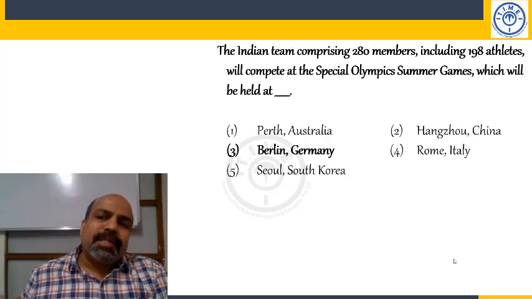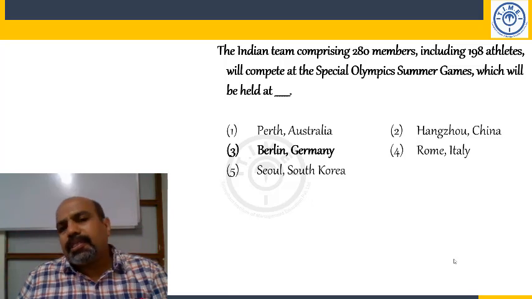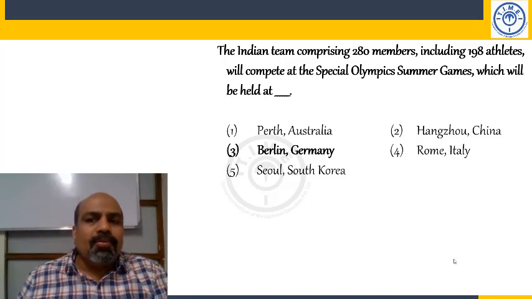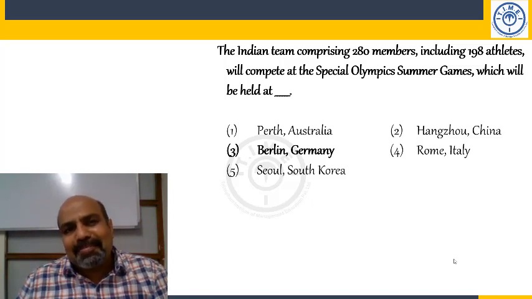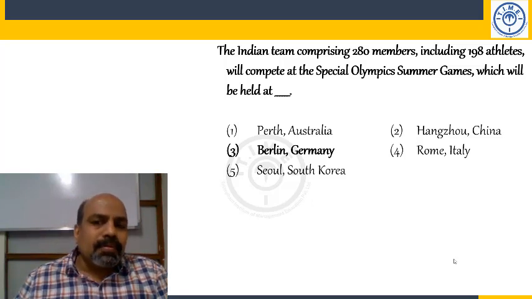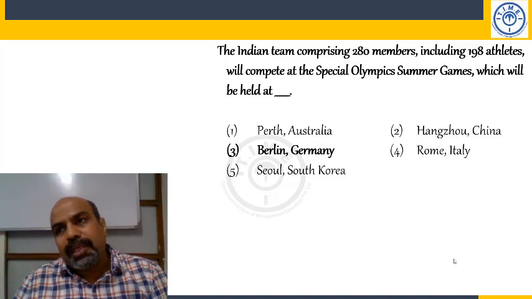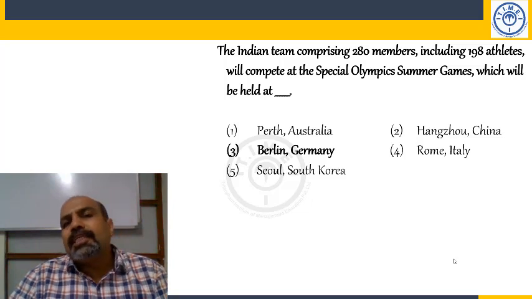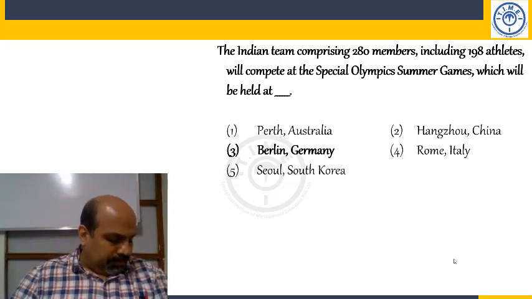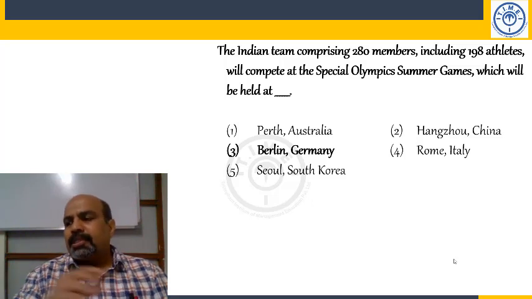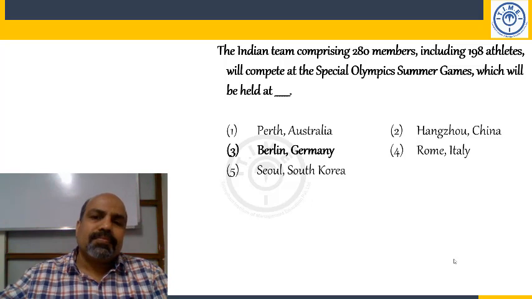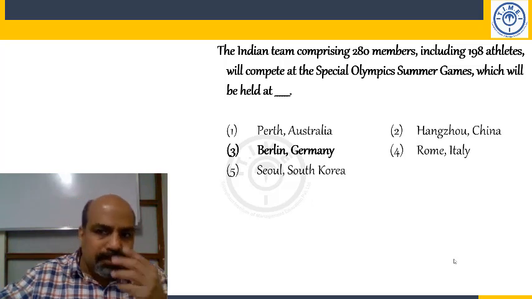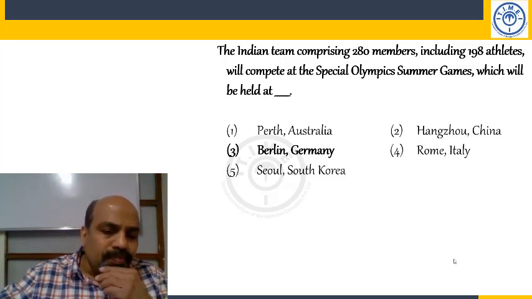The Indian team comprising 280 members, including 198 athletes, will compete at the Special Olympic Summer Games, which will be held at Berlin, Germany. What are the Special Olympic Summer Games? You could write this. For participants with intellectual disabilities. Next. The event takes place, not take place, if you're talking of plural.